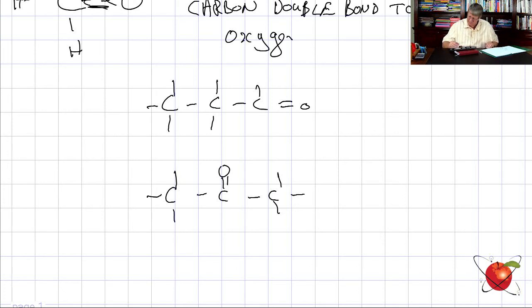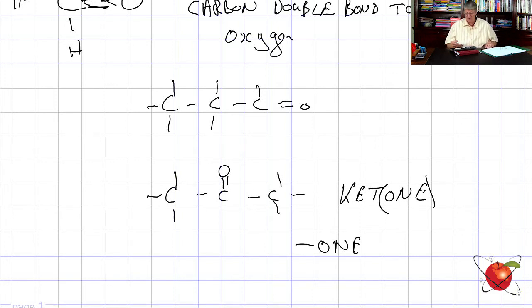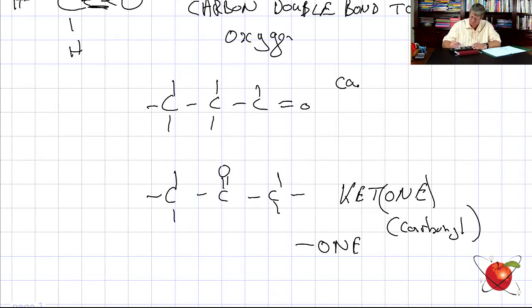Now, if it's in the middle, this is called a ketone. So our suffix, our family, is an -one, right? Now we're going to say 1, 2, 3, meth, eth, prop. So it's prop. This is also called a carbonyl. What's the one above called? Carbonyl. And this is called an aldehyde.